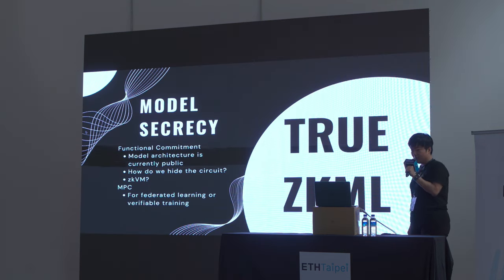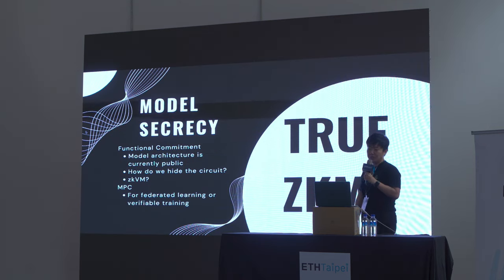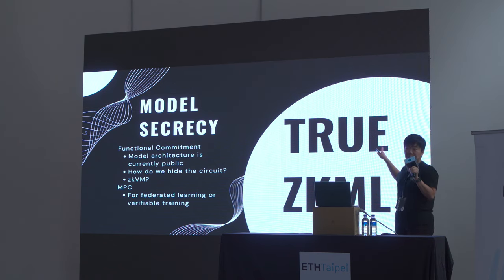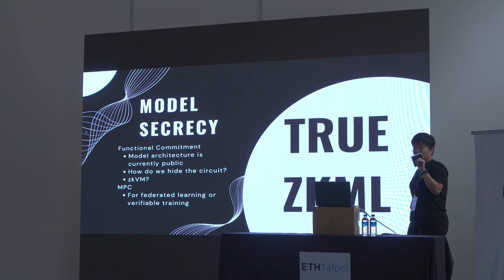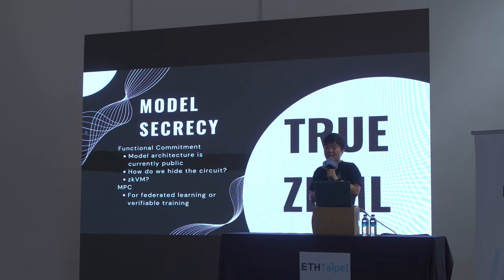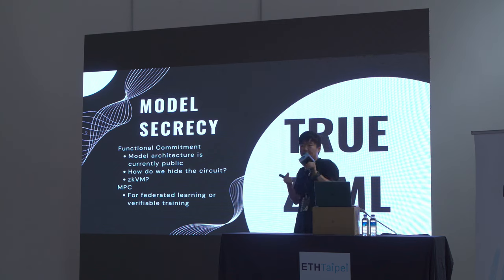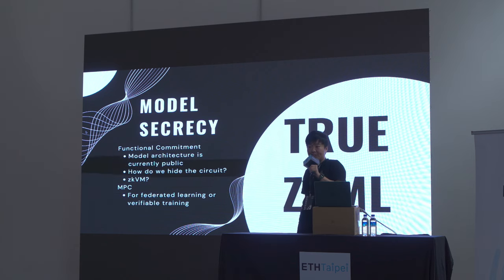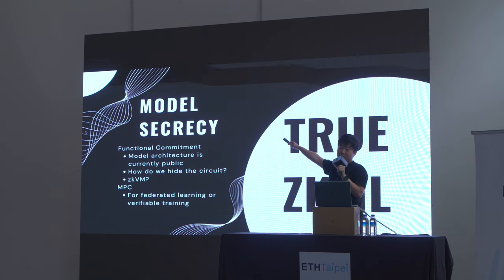In view of time, I will quickly talk about the last bit, which is the last slide, model secrecy. I put true ZKML here because in what we know as ZKML today, the only part that is not a secret is the model architecture itself. That is okay for some of the newer models. For example, for GPT, what's precious and expensive is the weights, not the architecture. OpenAI can publish a paper and tell you all about the architecture, but as long as they have the weights, we cannot do anything about it. But for some smaller models, we actually need model secrecy.